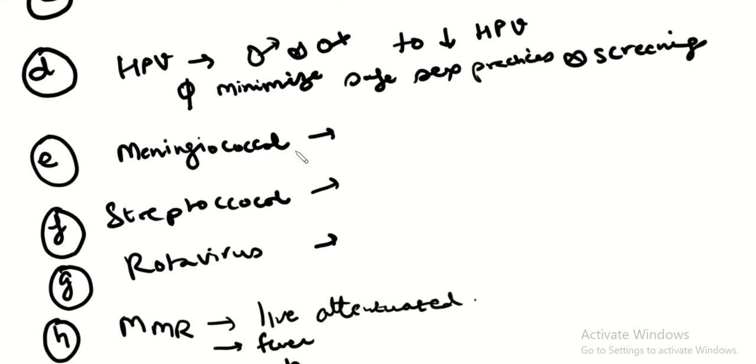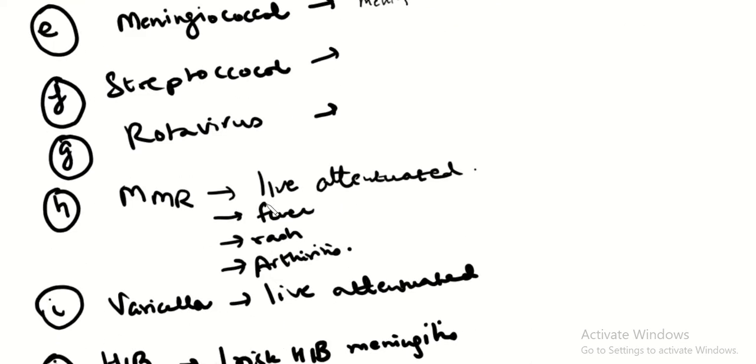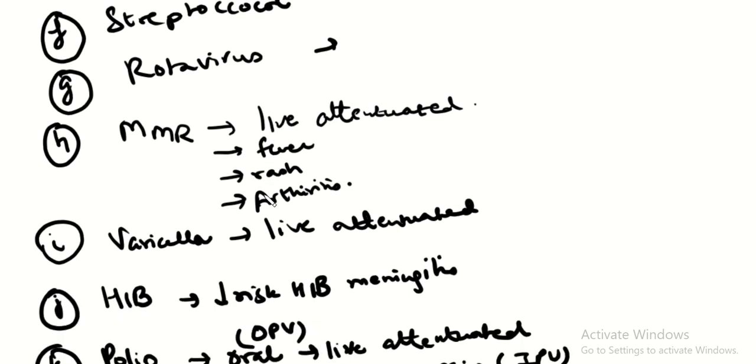There's a meningococcal vaccine, and this causes meningitis, which is very, very serious and has very high morbidity and mortality. There's a vaccine against streptococcus, and rotavirus. These are all things you can get more information on. I'm just covering some big vaccines that you're going to run into.